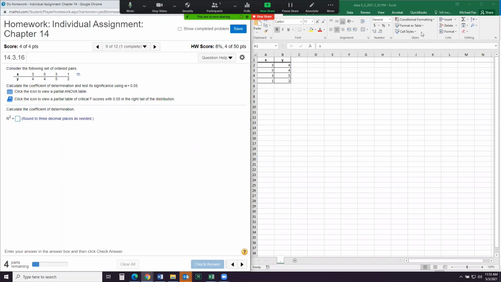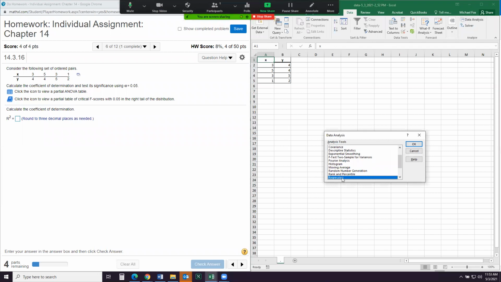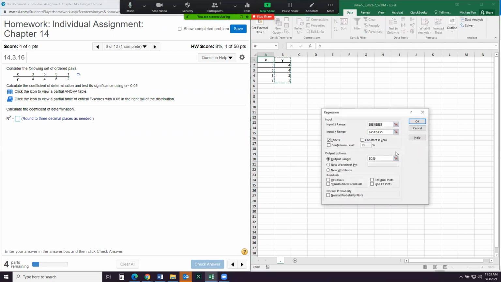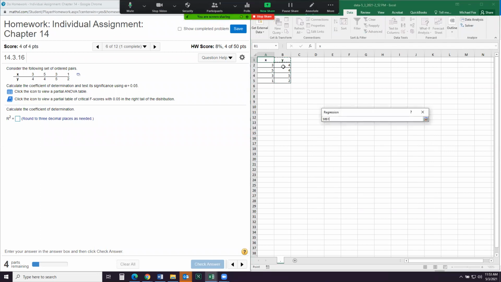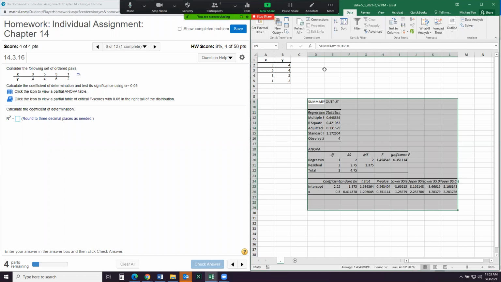And so we're just going to use our regression analysis tool. So if I go up to data, go to data analysis, click on regression, hit OK, tell it that is my Y range, and that is my X range. I'm going to click labels because I have the X and Y labels included, and then tell it where I want to output. D9 is good, so I hit OK.